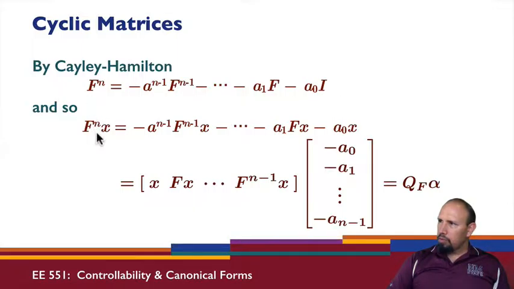And so if I multiply this by x, I get this, which I can factor this way. And notice when I factor this, I get my QF popping out of this. And then I have this vector alpha, which includes the coefficients of the characteristic polynomial. So we have that situation.